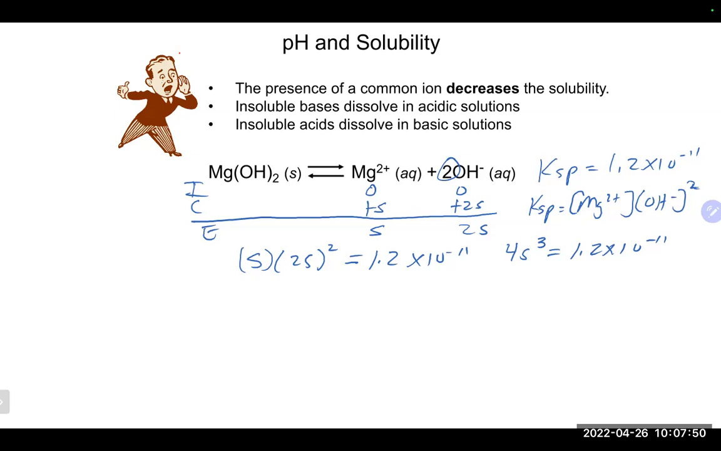And then we're going to, again, take the cube root of it. So you can do caret parentheses 1 divided by 3, if you don't have a calculator that has a cube root button. And we get something like 1.4 times 10 to the minus 4 molar. First off, any questions on that calculation there?